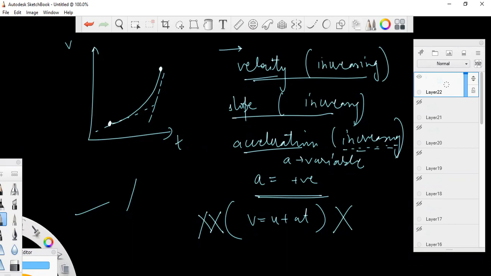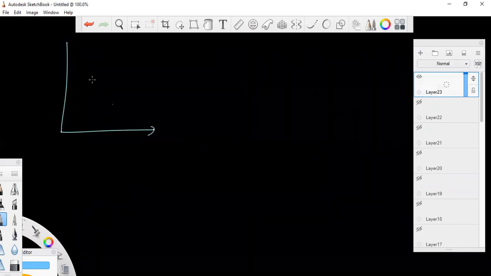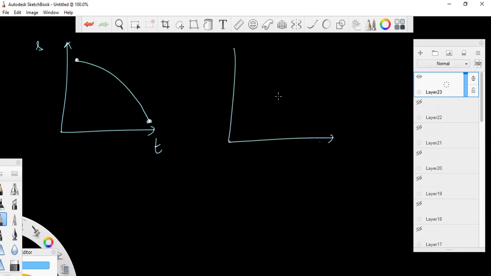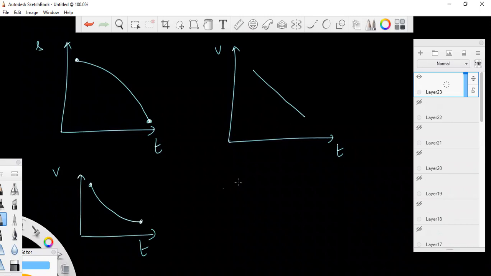Okay. I'm just making a few graphs. S is your displacement time graph. Think about them at home. This is your homework, and tell me what will happen to these graphs, or everything that you can comment about these graphs. Okay, this is your homework.